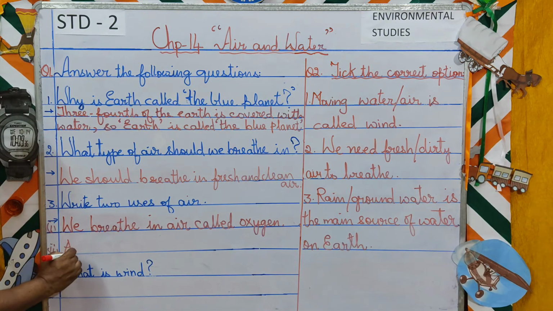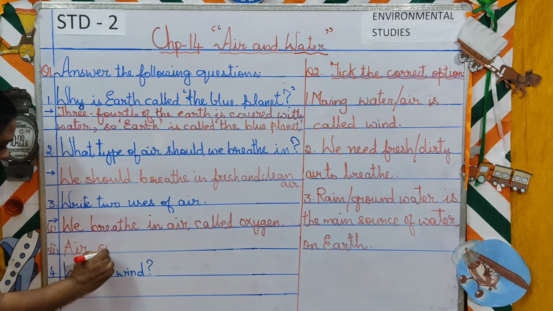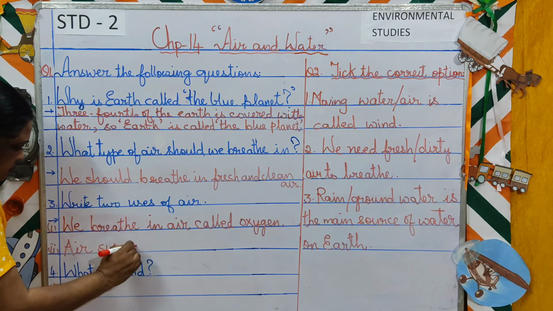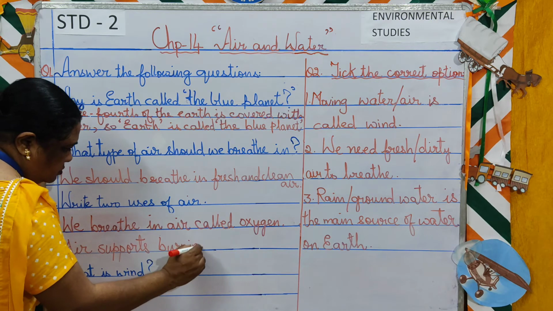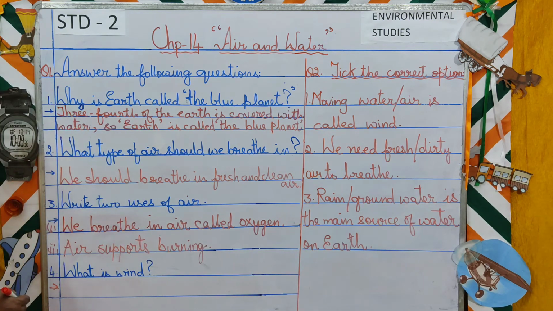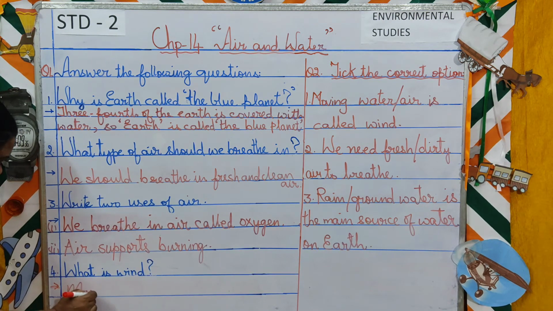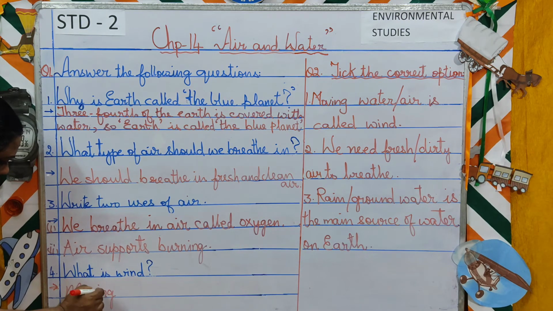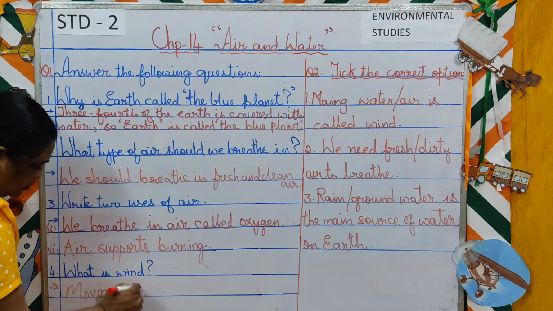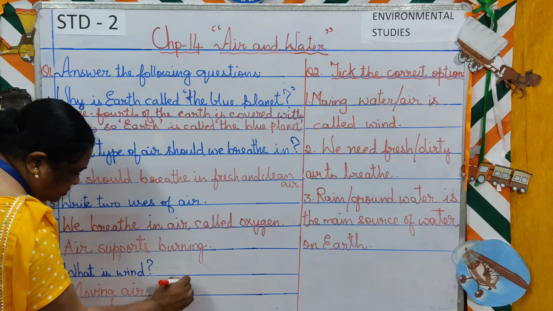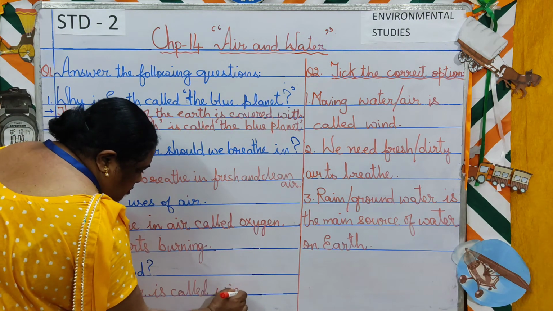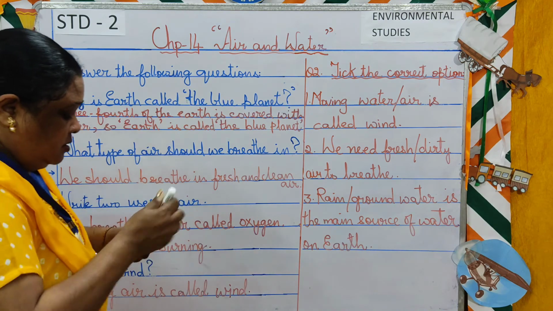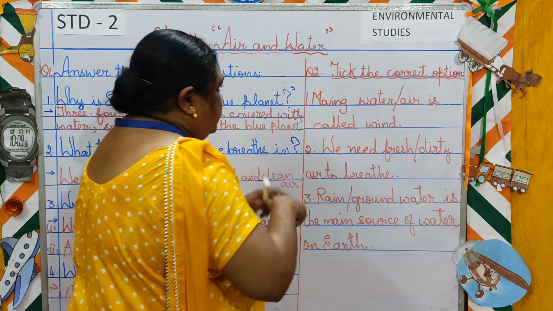Number 2, air for burning. Number 4, what is wind? Moving air is called wind. Now coming to the next question, children.